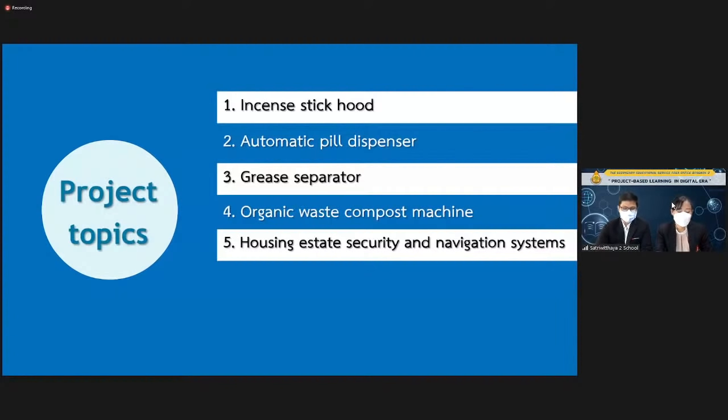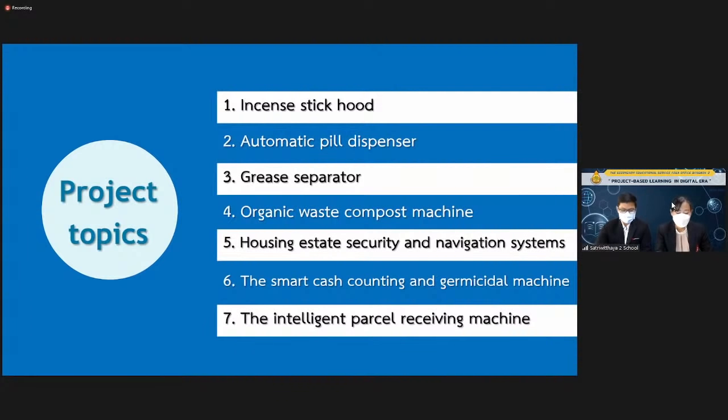Okay, during the outbreak of the COVID-19 virus, my students made projects such as the smart cash counting and germicidal machine, a money counting machine with automatic disinfection. Next, the intelligent parcel receiving machine, which receives and stores parcels with automatic disinfection, because students noticed that during work from home everyone ordered a lot of things online, so they came up with this project.